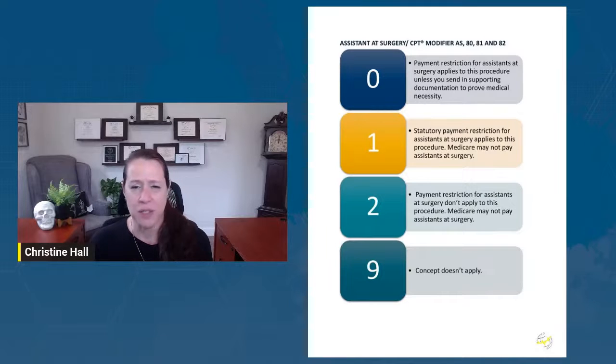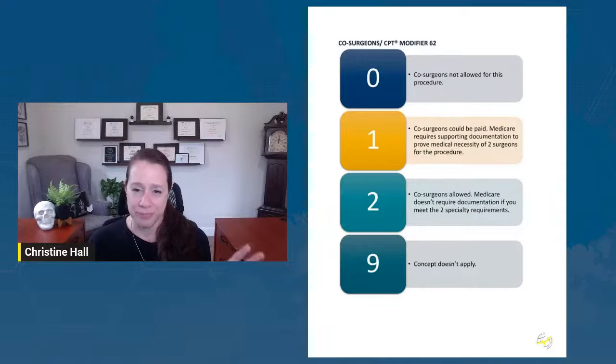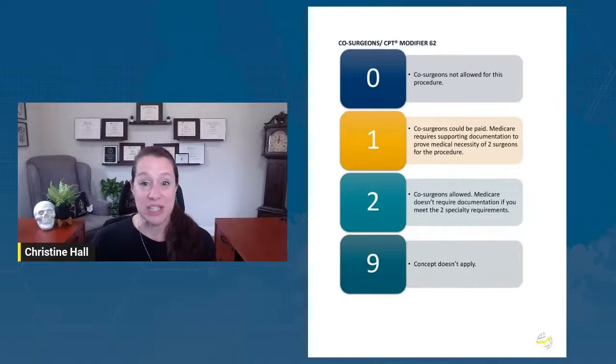Oh, did I talk about 2? 2 is a payment restriction for assistant surgeries. They don't apply to this procedure, and Medicare may not pay for the assistant. And then 9, the concept doesn't apply. All right, let's bounce back. We're getting close to two surgeons, co-surgeons, two surgeons, modifier 62.